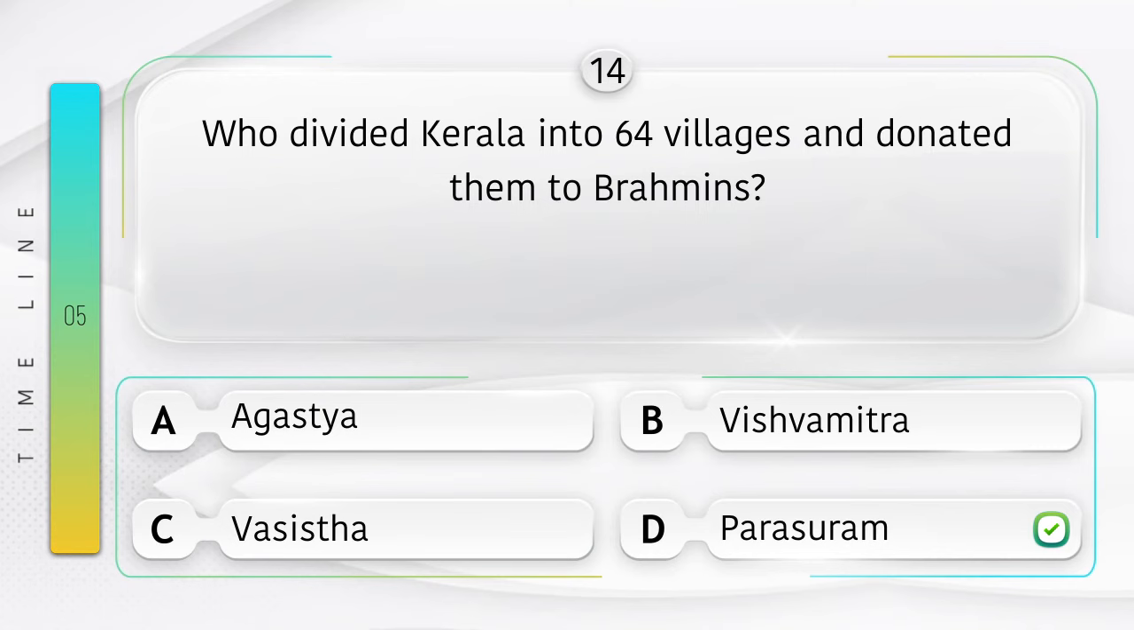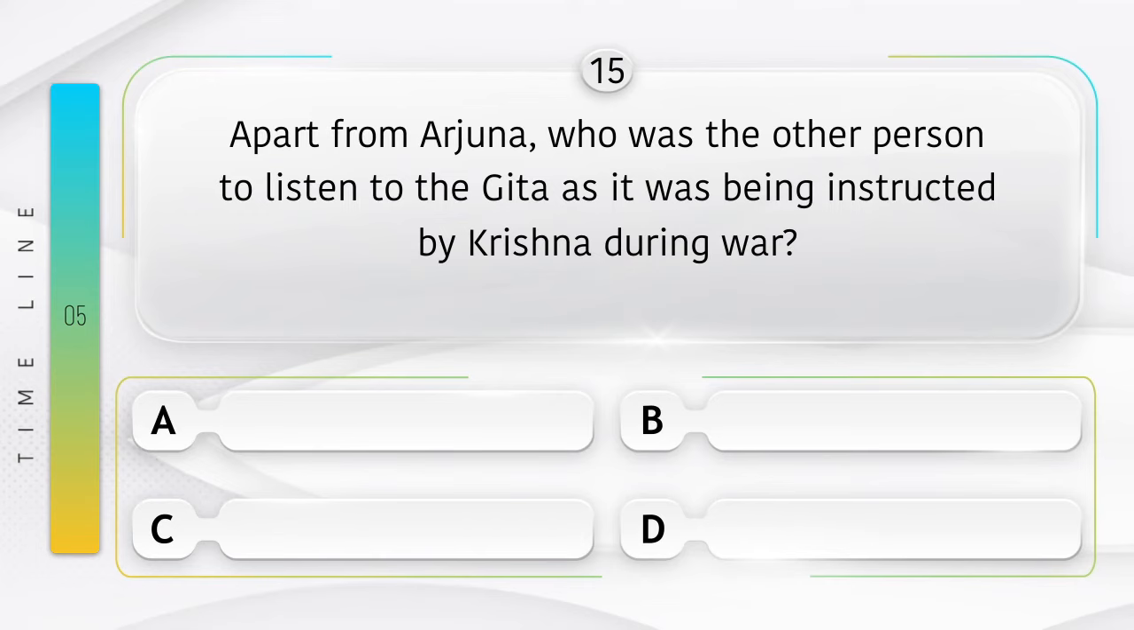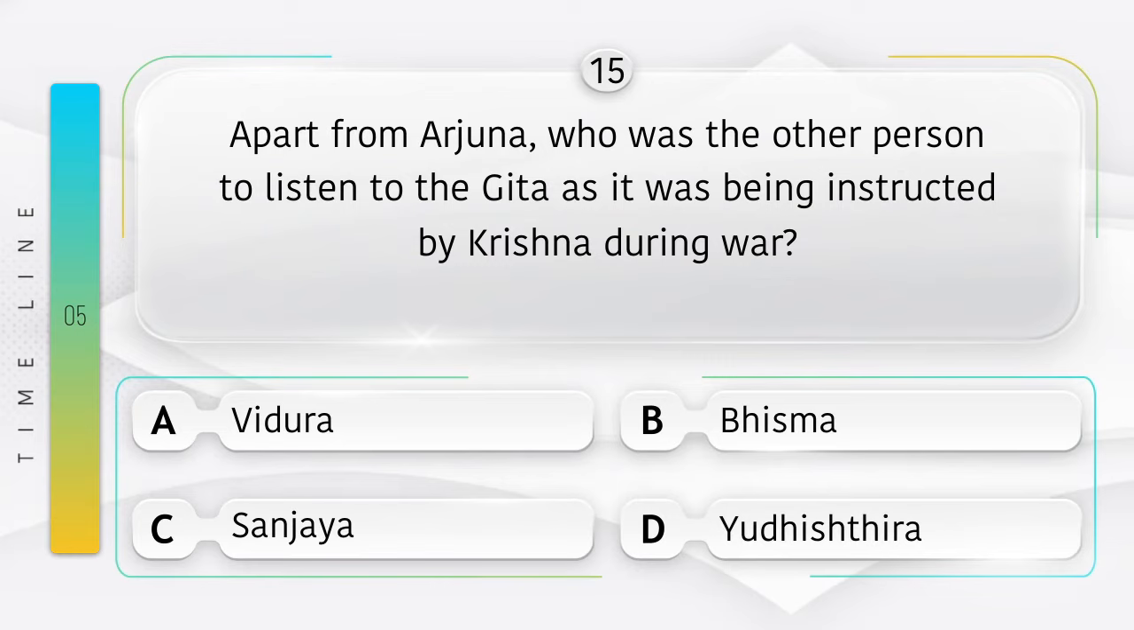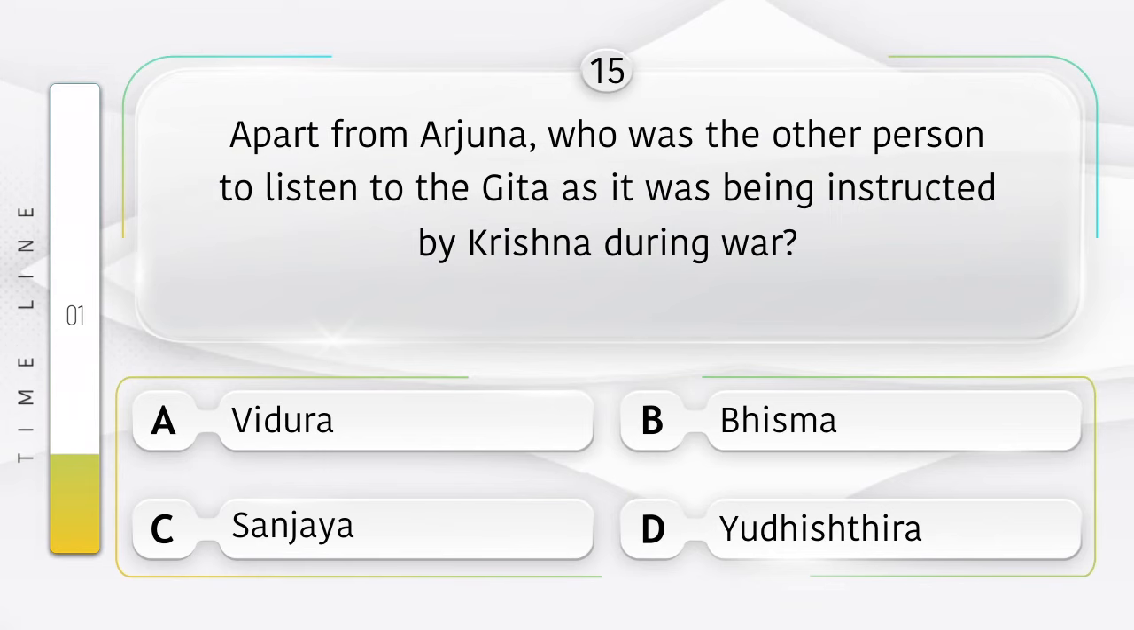Apart from Arjun, who was the other person to listen to the Gita as it was being instructed by Krishna during war? Option A. Vidur, B. Bhishma, C. Sanjay, D. Yudhishthir. Answer is option C. Sanjay.